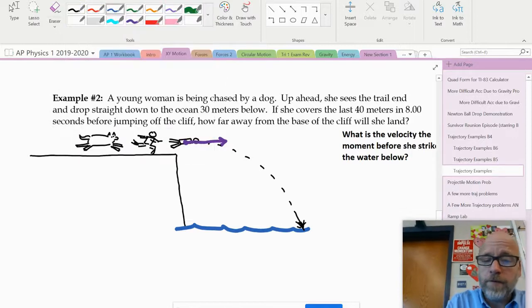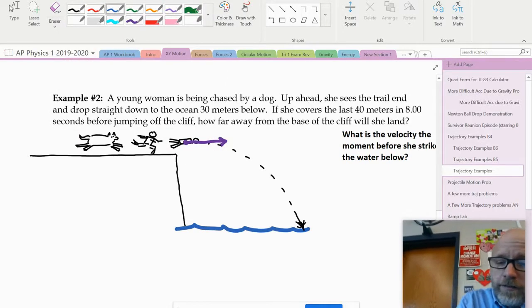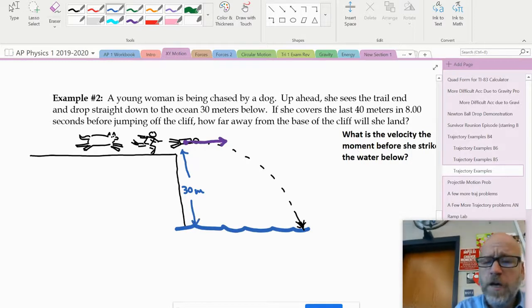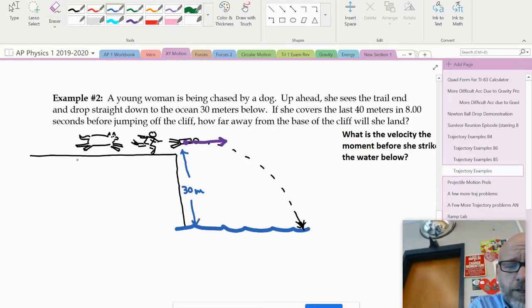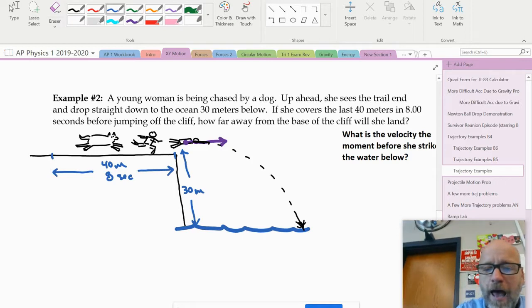So my first thing that I notice is that it says that the ocean is 30 meters below. So I'm going to go ahead and put that right in my diagram. It also says that she covers the last 40 meters up until the edge in a time of only 8 seconds. And then she jumps. How far from the base of the cliff will she land?